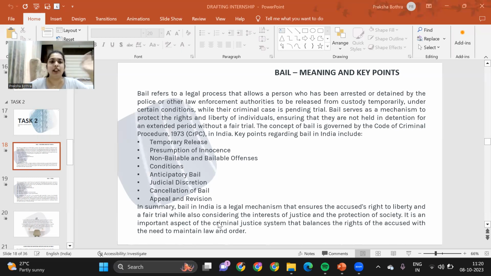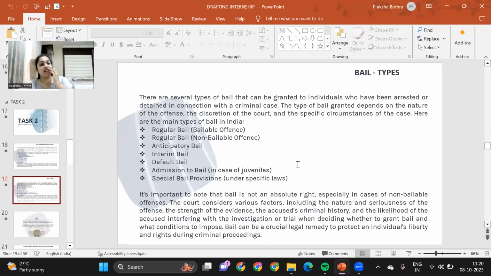So basically, in summary, bail in India is a legal mechanism that ensures the accused's rights to liberty and fair trial while also considering the interest of justice, right? So moving on. There are several types of bails in connection to individuals who've been arrested or detained in connection with a criminal case. Guys, please mute yourselves. The type of bail granted depends on the nature of the offense, first, the discretion of the court, second, and the specific circumstances of the case, third.